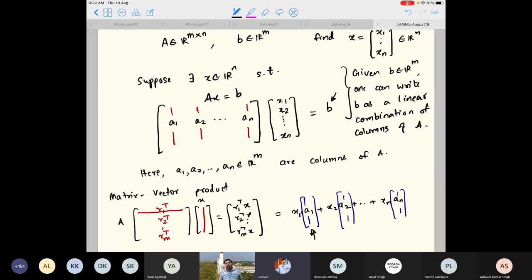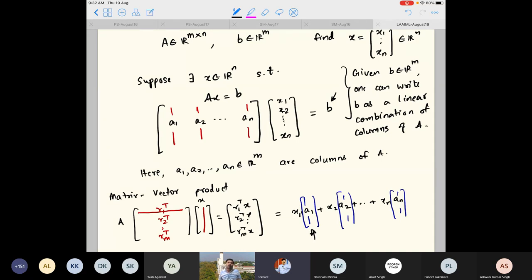Linear combination of columns of A. This is something that is really very important. So I hope you see the connection. So when you are given a system of linear equations Ax is equal to b, and you say that there exists an x such that Ax is equal to b, what you are really saying is that b lies in the column span of A.